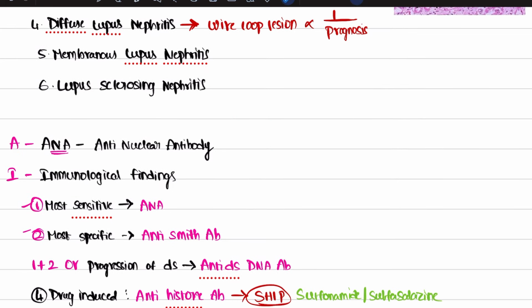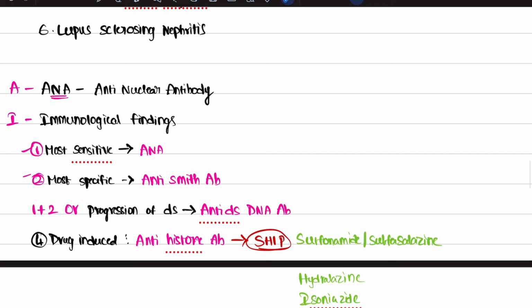A stands for ANA, anti-nuclear antibody. This is an antibody. And next, we finished the BRA, and next is I. In BRAIN, I stands for immunological findings. In immunological findings, if the question asks for the most sensitive, your answer is ANA. And if the most specific, it is anti-Smith. Most sensitive is ANA. Most specific is anti-Smith.